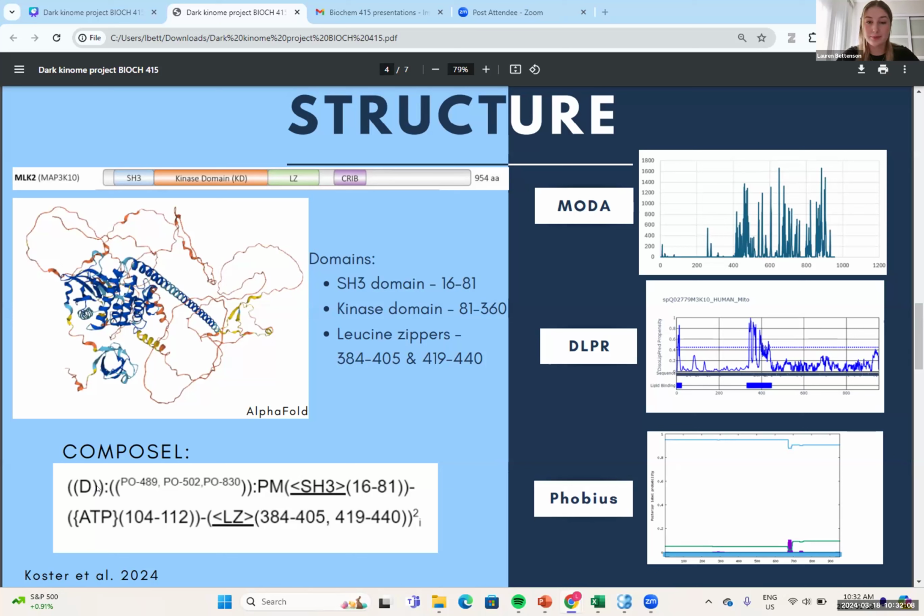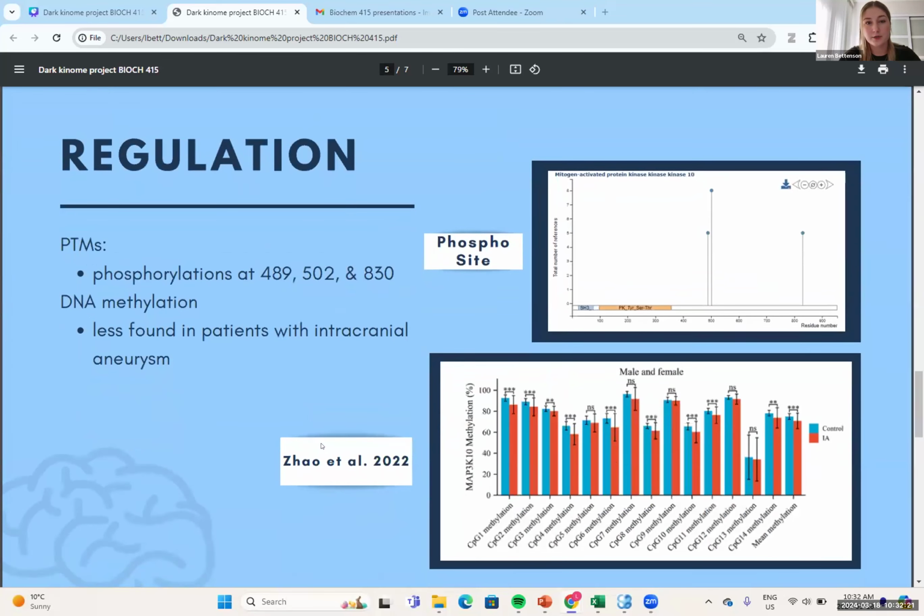The MODA and DLPR plot suggest the main membrane-associated region is from 400 to 900. Therefore, we can assume this protein is most likely an intracellular peripheral-associated protein. And my composal is down there. Next, we'll move on to regulation.